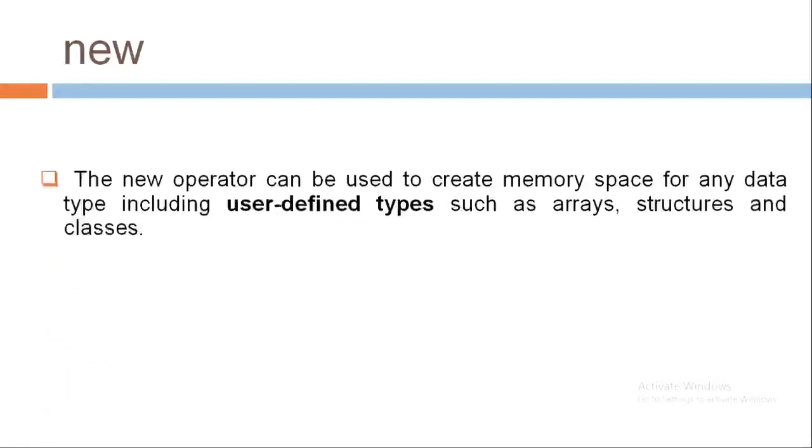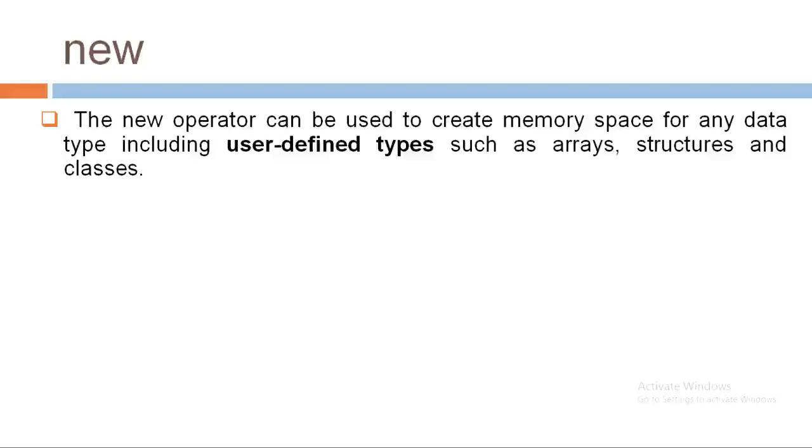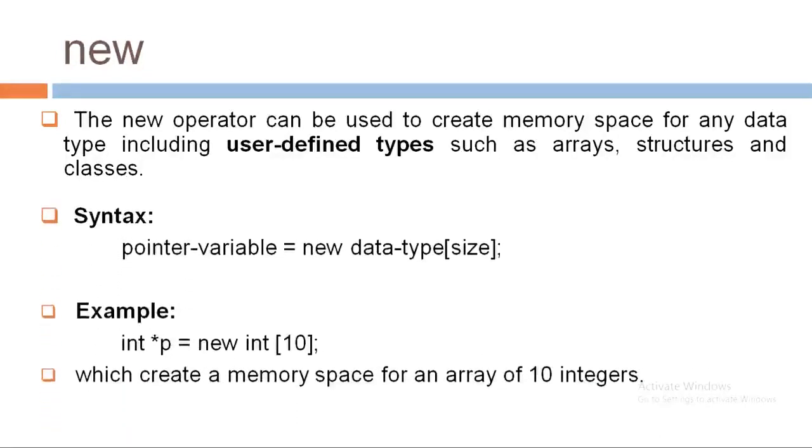Same way, new operator can also be used to create memory space for any data type like array, structure and classes also. So the syntax to allocate memory dynamically for array is pointer variable is equal to new and then data type into square bracket size. Here square brackets are used to show that the value written as a size will be the size of array. That means the number of elements of array. And the data type is any valid basic data type.